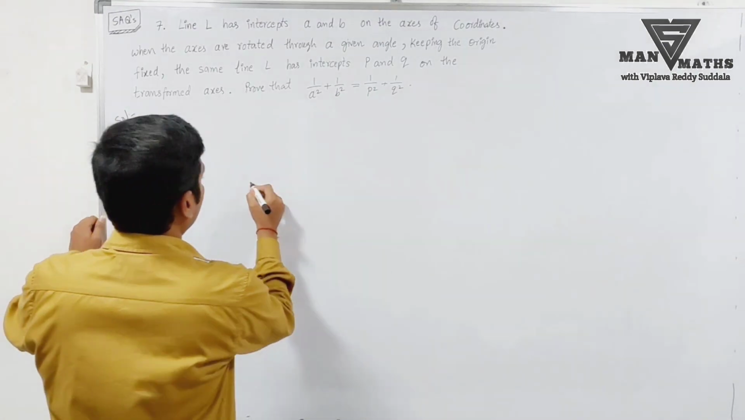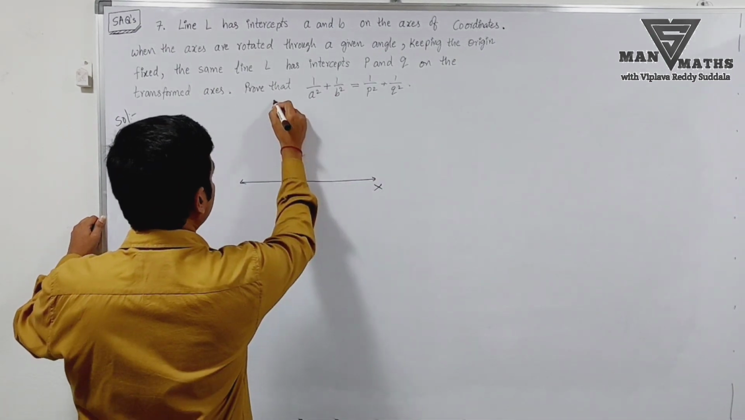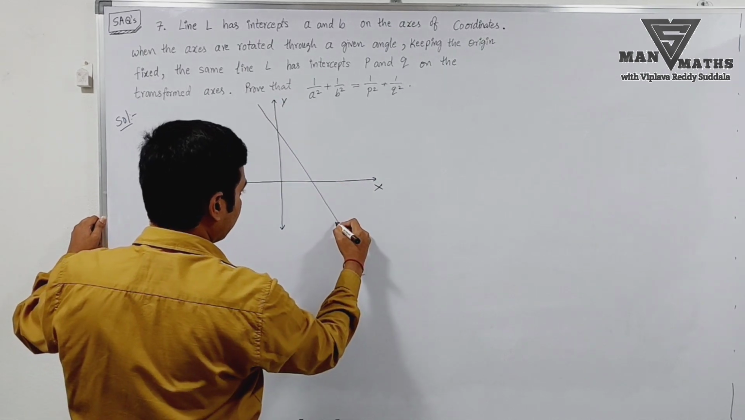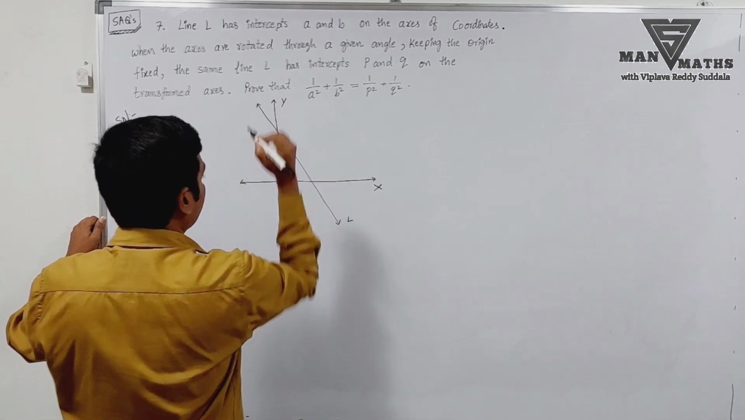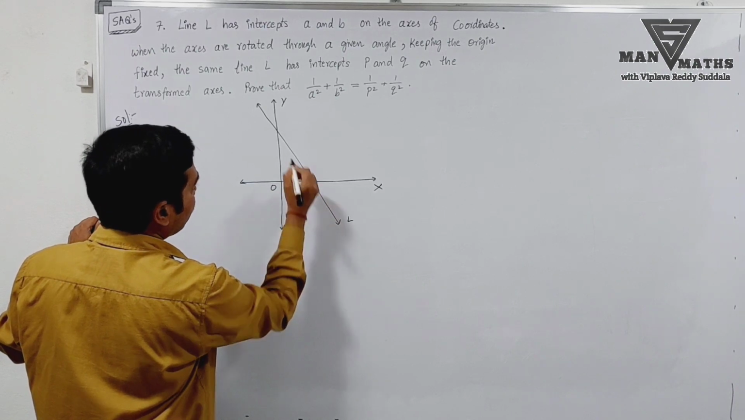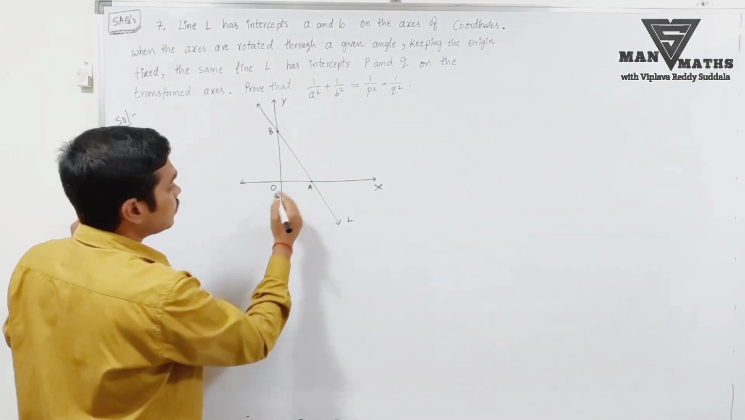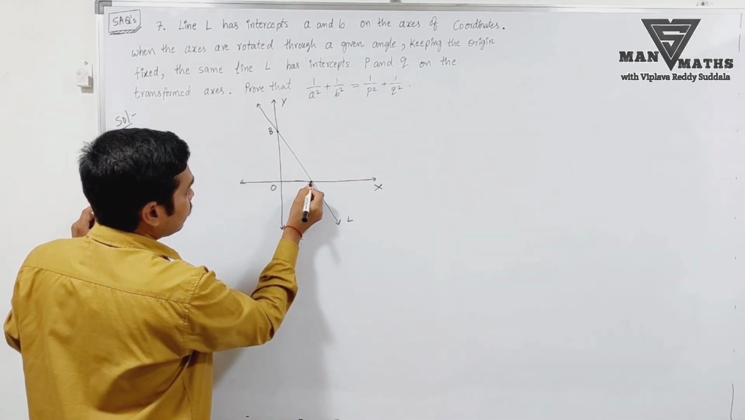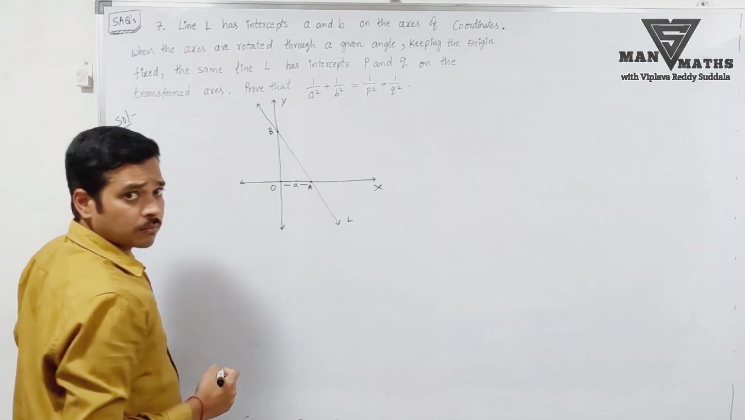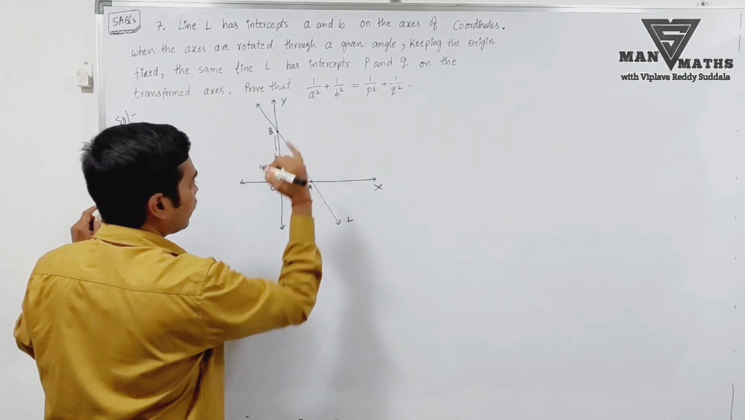Now this is the x-axis and this is the y-axis. And this is the given line L. This given line L meets the x-axis at A and the y-axis at B. From the given data, before rotation of the axes, the distance between origin O and A is equal to small a, because this is the x-intercept. OA is nothing but the x-intercept of the line, and OB is nothing but the y-intercept of the given line L.